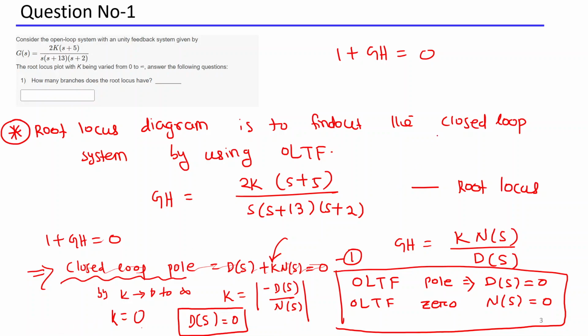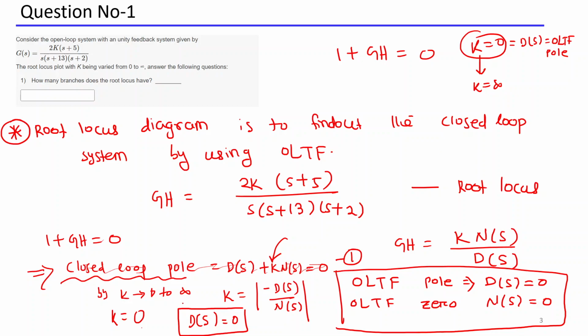It means, remember that when you are varying k from 0 to infinity, at k equal to 0 your root locus will start at the open loop transfer function pole, because you are getting the same expression Ds equal to 0, and Ds equal to 0 is nothing but the open loop transfer function pole. It means at the open loop transfer function pole, your root locus will start at k equal to 0. And at which point will it end? It will end at k equal to infinity.